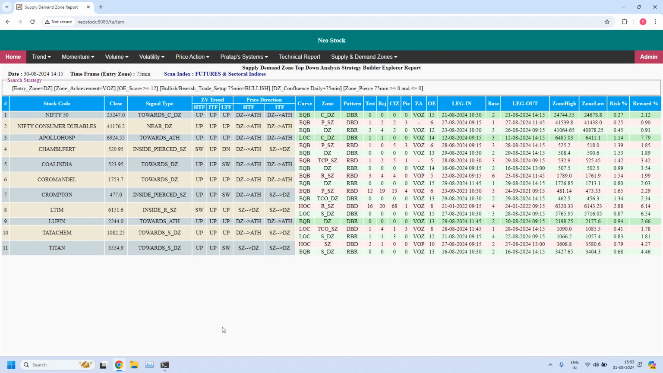At the same time, the 75 minutes LTF zone and daily ITF zone both are having confluence. Now let's look for an even stronger probability setup by looking into the ITF zone having EMA confluence. ITF is a daily zone. So now we need to look for the daily zone with daily EMA confluence. Why? Because the daily trend is up in the ITF time frame. In a bullish trade setup, the ITF trend is always an uptrend. So that's why, if the daily zone is having daily EMA confluence, that is going to be a very high probability trade setup.